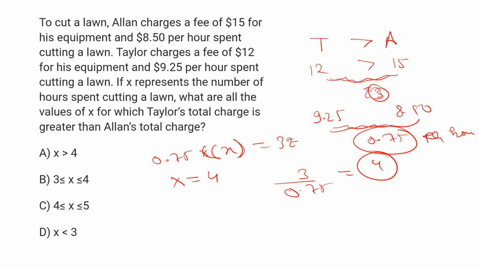But I don't want both the things to be equal. I want it should always be greater than. So I always say that x should be greater than 4. And here it is not mentioned that the number of hours should be an integer. It can be a fractional value as well. It might be possible that x can be equal to 4.1 as well. No problem in that. So option number A is correct, and you can use any of the 3 techniques.